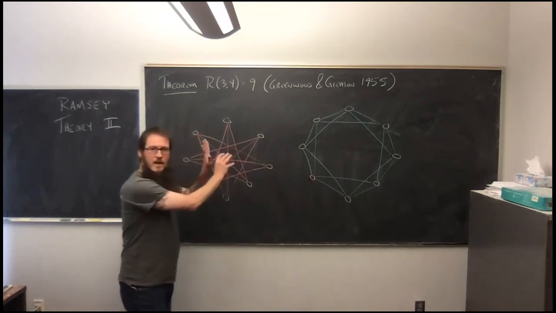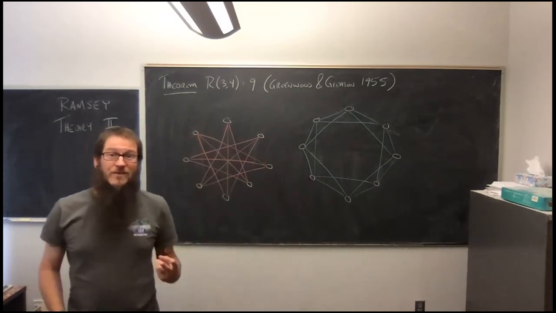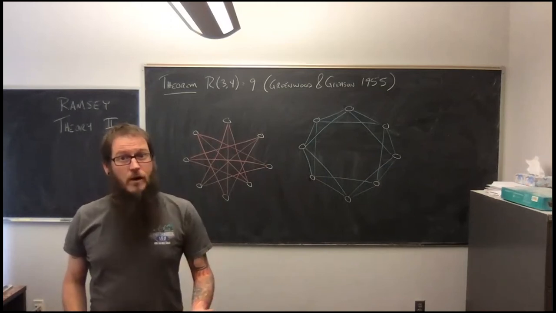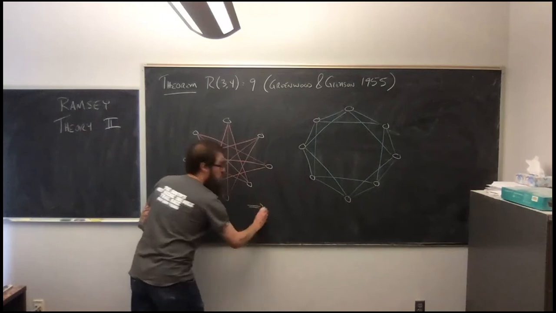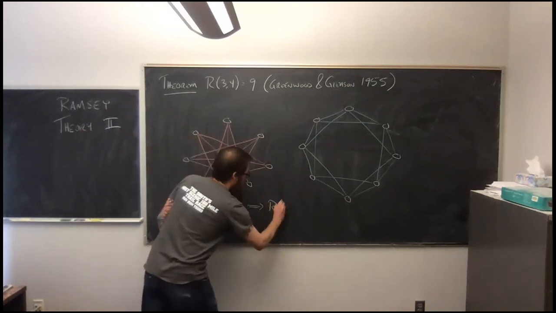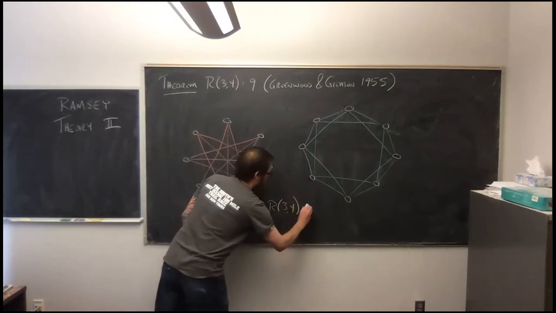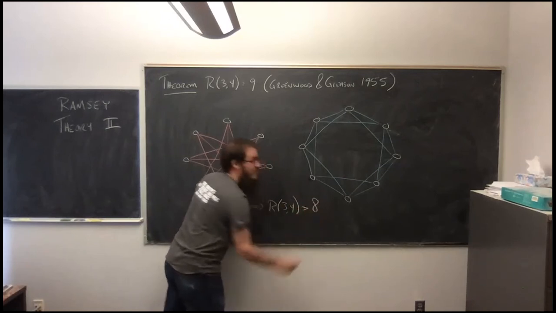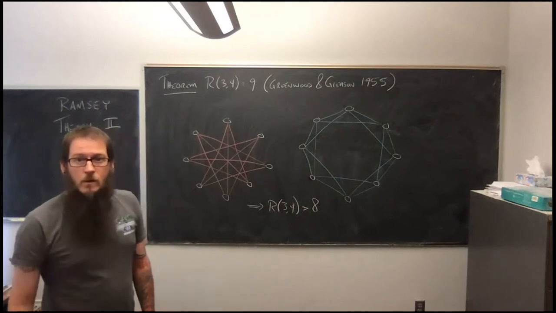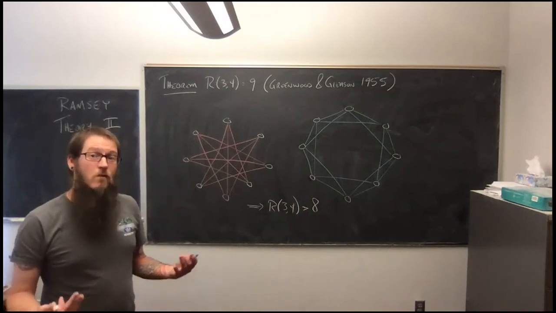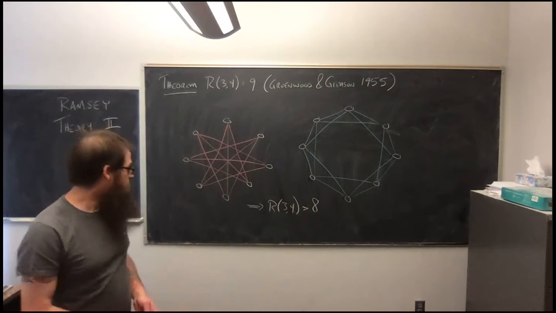So putting these two together gives us our two coloring of K8 that lacks a red triangle and a blue K4. Therefore, what this one example implies is that R(3,4) must be greater than 8, so it's greater than or equal to 9. Now, it still remains to be shown that this is also less than or equal to 9.